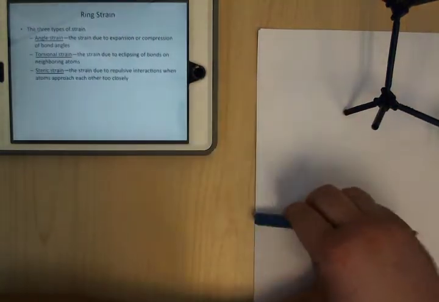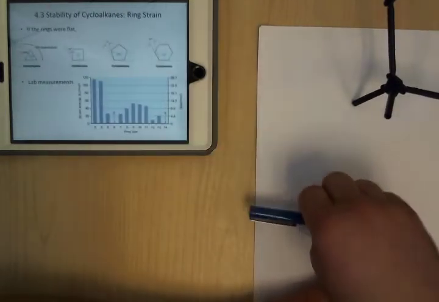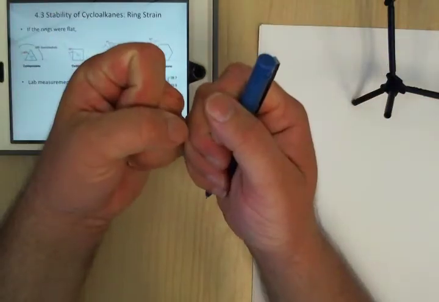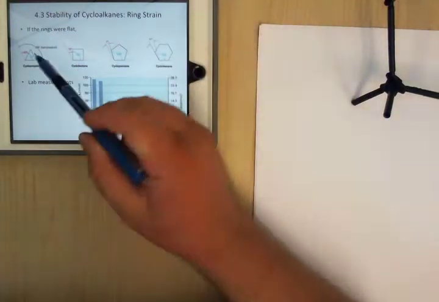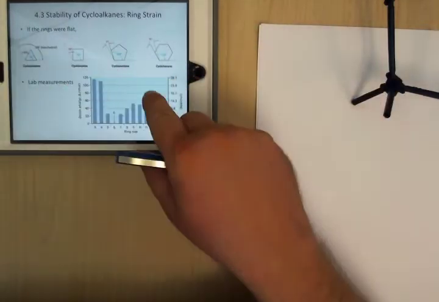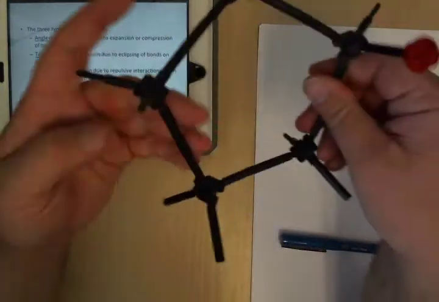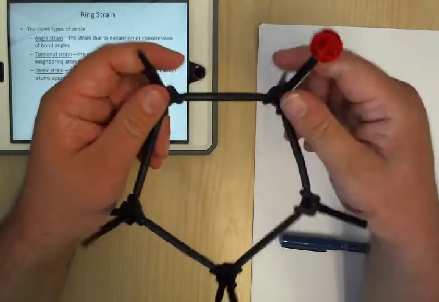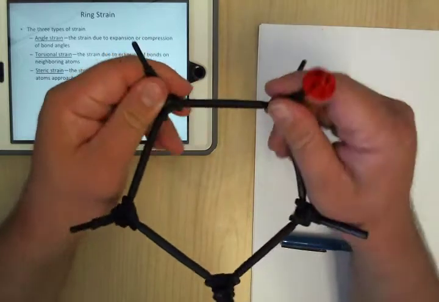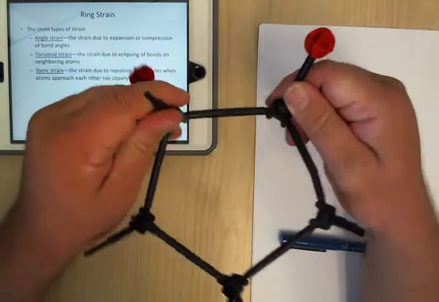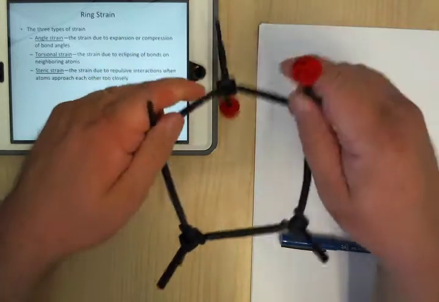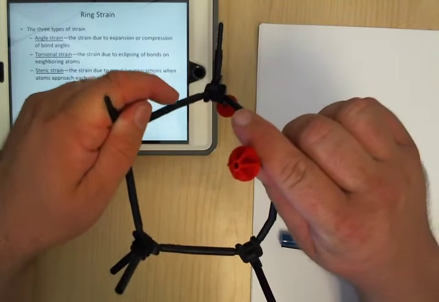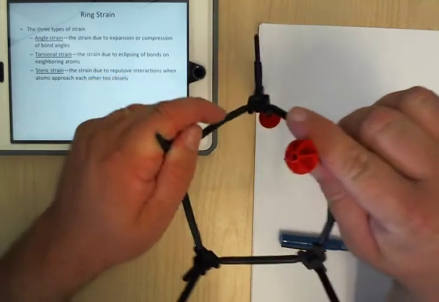Okay, and actually, there are 3 different types of strain. We've already been introduced to angle strain. If you have to bend the bond outside of the angle that it really wants to be in, in this case 109 degrees, that's called angle strain. Torsional strain is whenever you have to twist. If you have to twist it to get out of a bad situation, you put a torque on it. That's torsional strain. If things are pointed towards each other, sometimes they'll torque a little bit, providing some torsional strain.